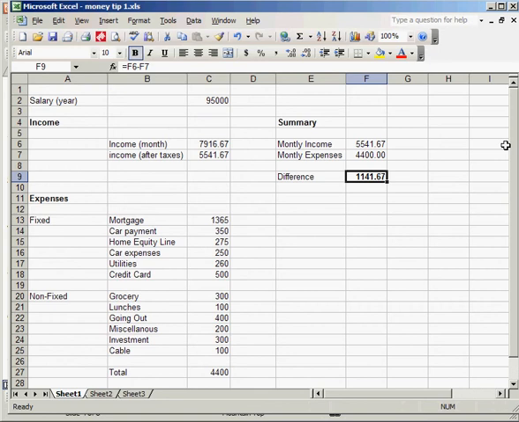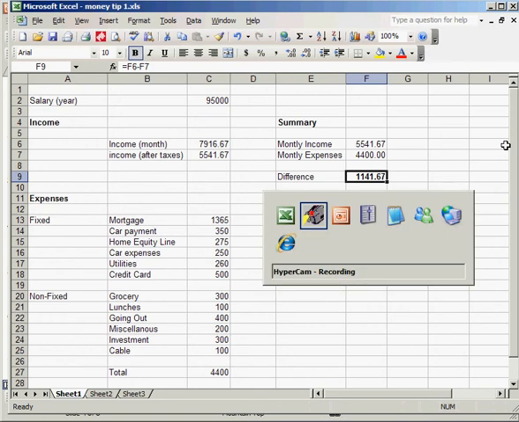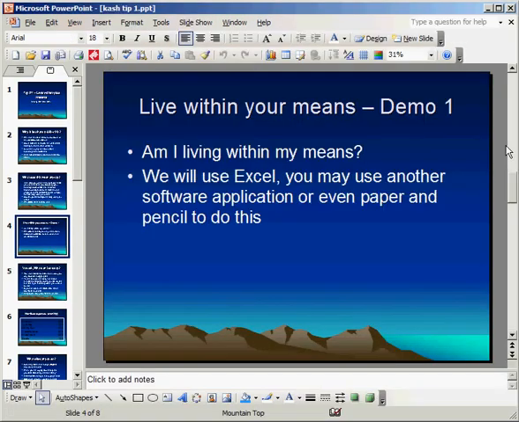of $1,141. Now, if you do a similar exercise and you're coming up with the negative numbers, then we have some problems and we need to tackle that issue. So let's go ahead and look at the other steps next. So that was just a quick demo on how you can find out if you're living within your means. In one of these other demos, we will talk more in detail on how to do a monthly budget.